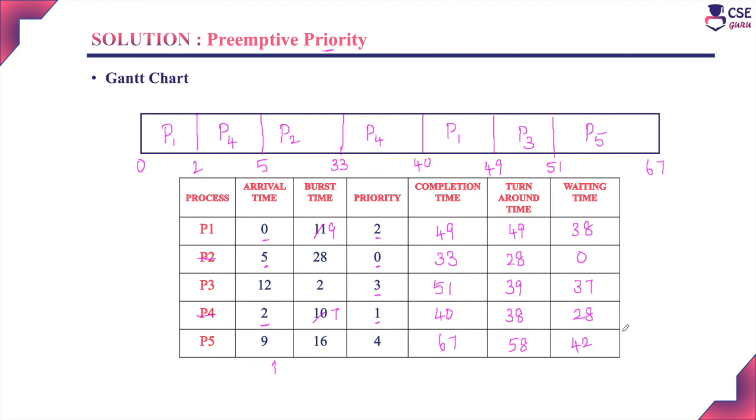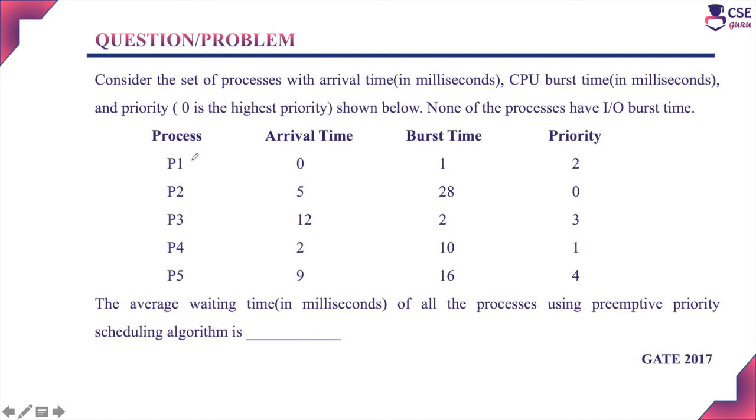So now we have found the waiting times. We need to find the average waiting time of the processes. Average waiting time is the sum of the waiting times divided by the total number of processes. So the sum of the waiting times is 145, divided by the 5 processes, and the average waiting time is 29 milliseconds. So for this problem with 5 processes with arrival time, burst time and priority, the average waiting time of all the processes using the preemptive priority scheduling algorithm is 29 milliseconds. That is the answer.